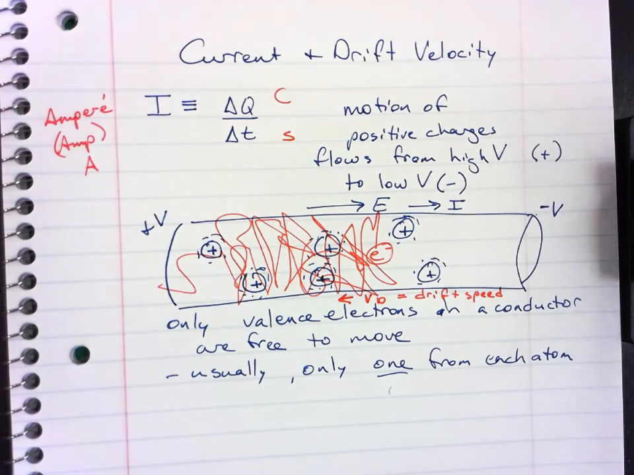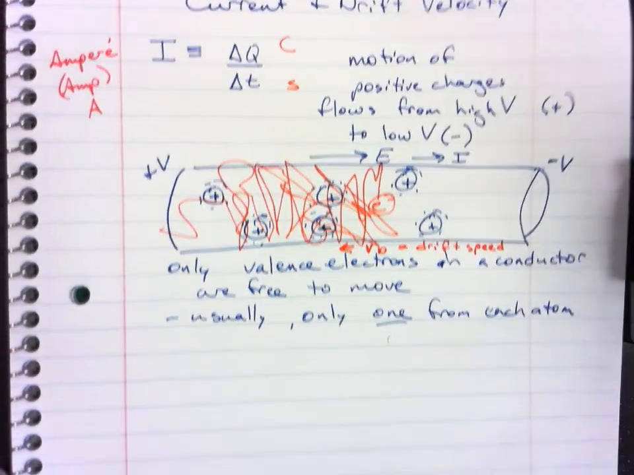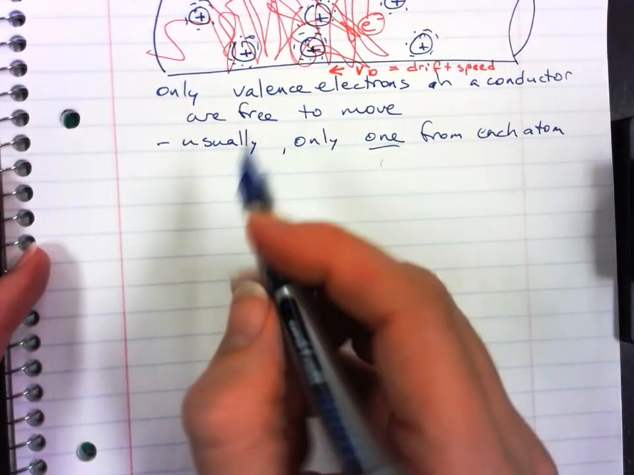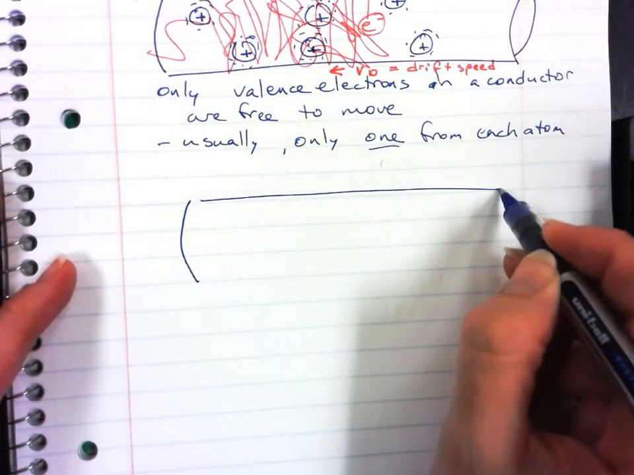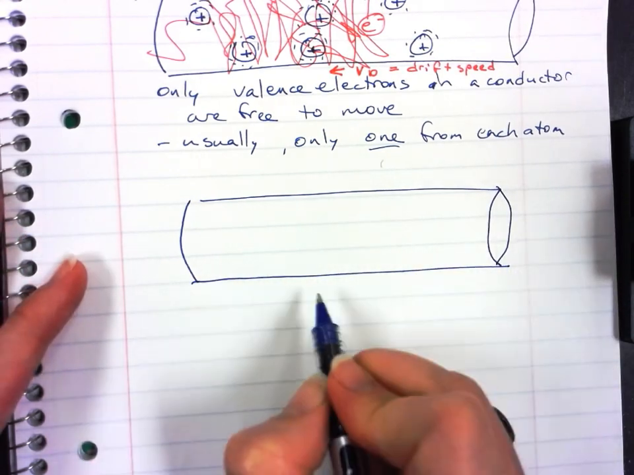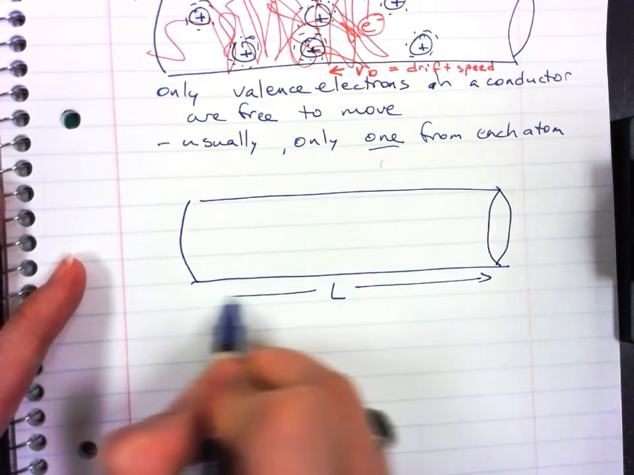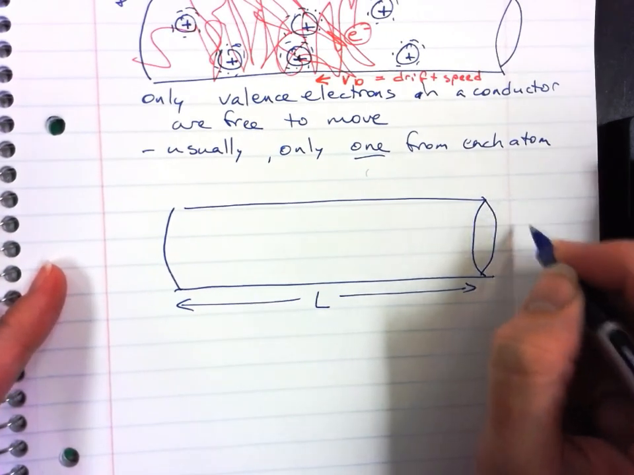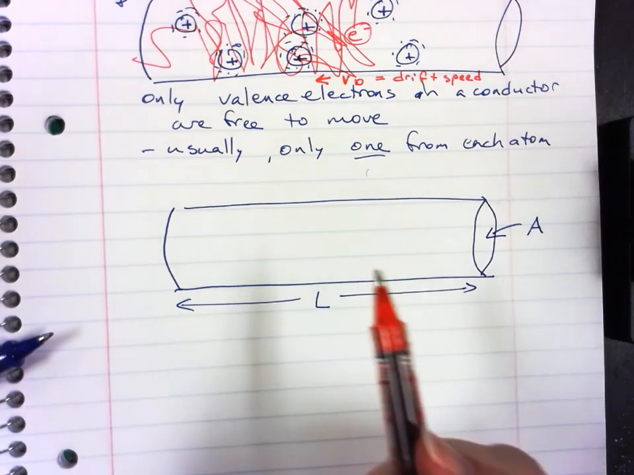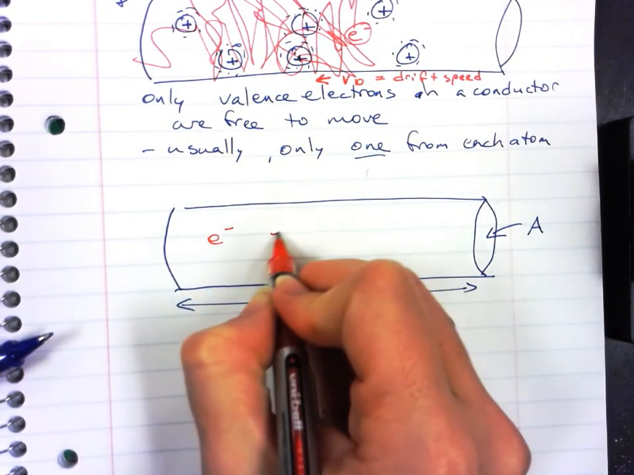Now, to get an expression for that, I'm going to do another picture. And this time I'm only going to draw electrons. So here's the wire, or just a portion of the wire. It has length L. It has cross-sectional area A. And I'm going to put lots of electrons in it.